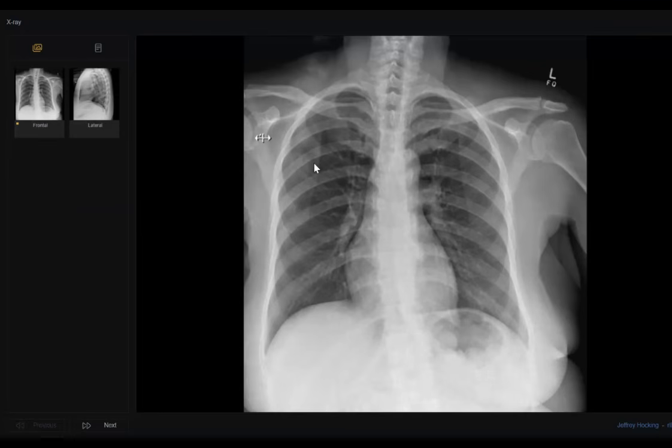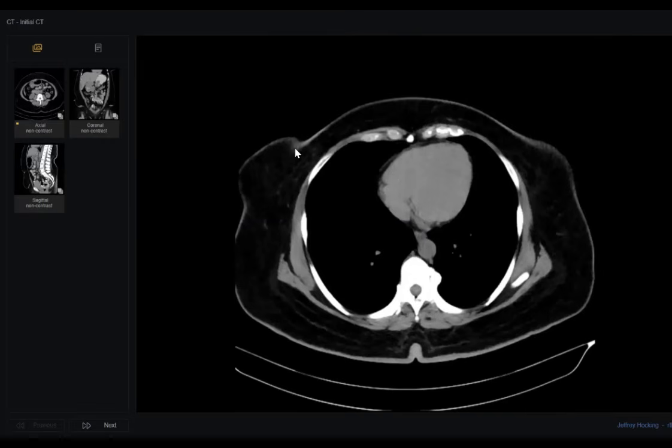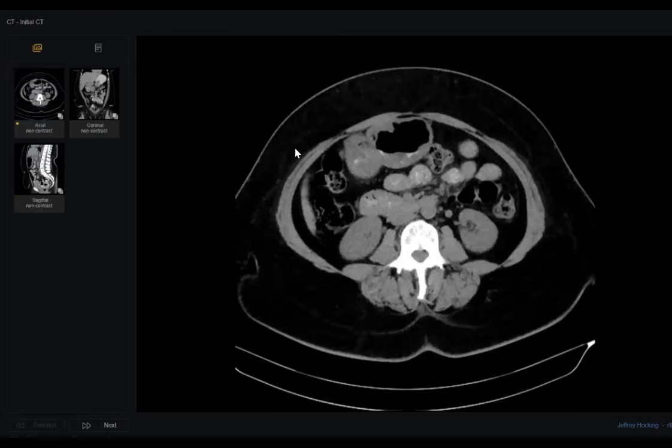Sorry, can you tell me the history again? Lower chest pain, vomiting. Okay, so I'm suspecting abnormality in the stomach. I would like to review any other studies for the patient and proceed with CT abdomen with contrast and oral contrast.